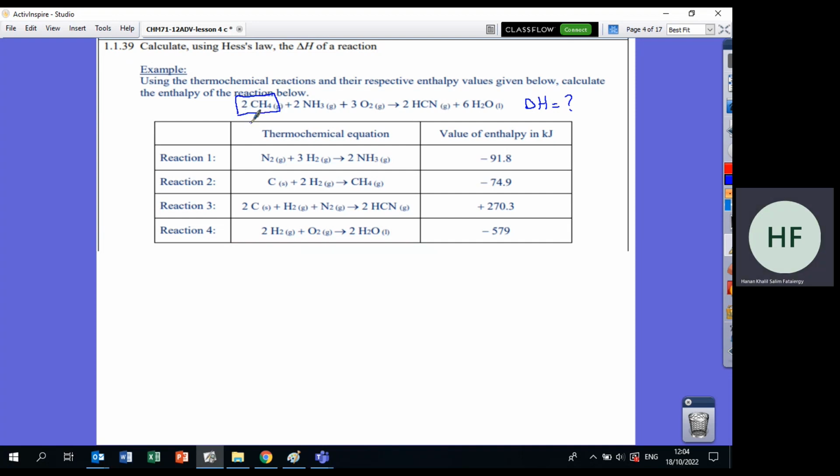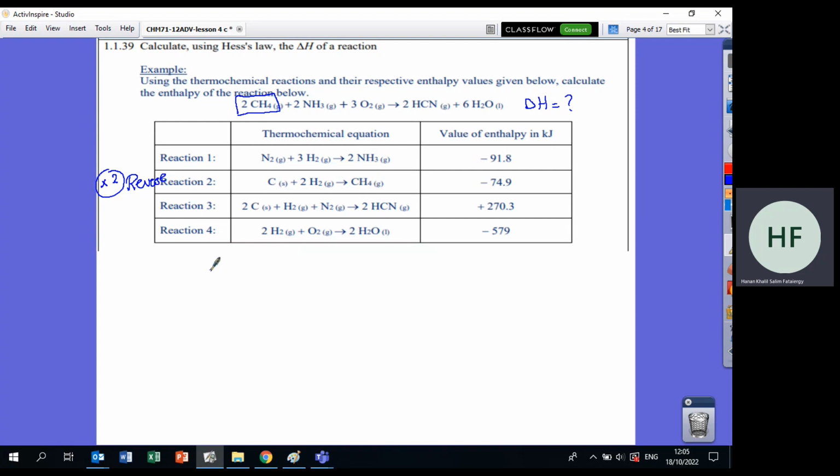The first thing you need to do is search for CH4 in these reactions. Where is CH4? Here it is. The coefficient I want is 2, but here the coefficient is 1. So what should I do with this reaction to make it 2? I will multiply this reaction by 2. And one more thing: here CH4 is a product and I want it to be a reactant. So I will reverse it. Let's write this reaction reversed and multiplied by 2.